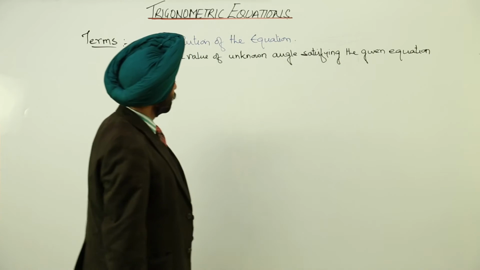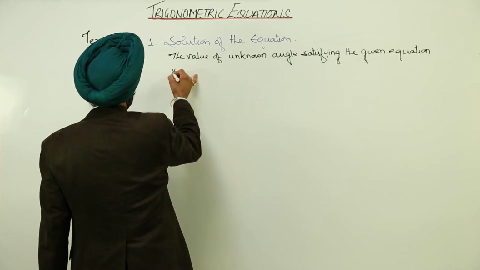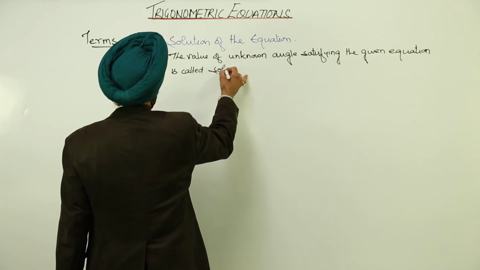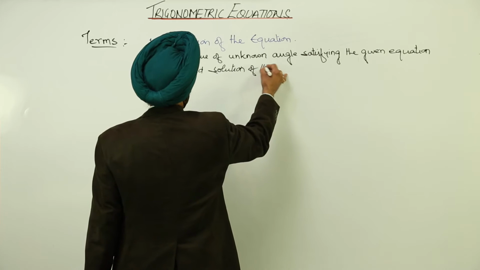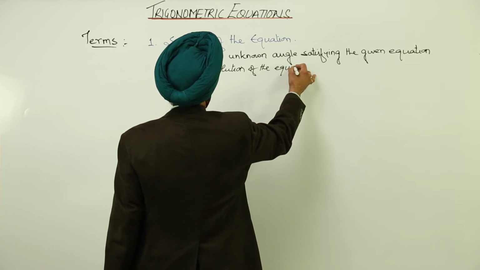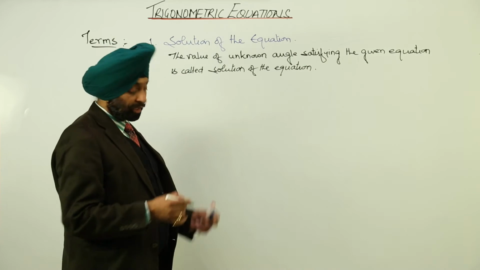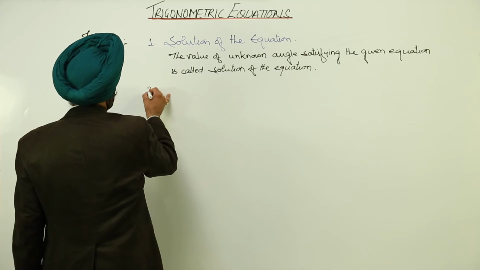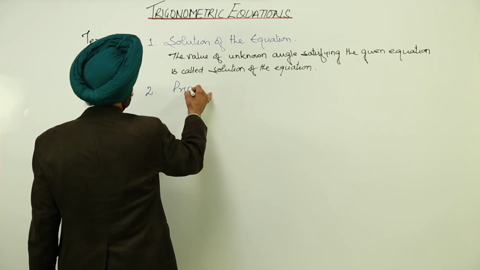The value of unknown angle satisfying the given equation is called solution of the equation, or you can write it solution of the trigonometric equation. Now number 2, a very important term. Now principal solution.